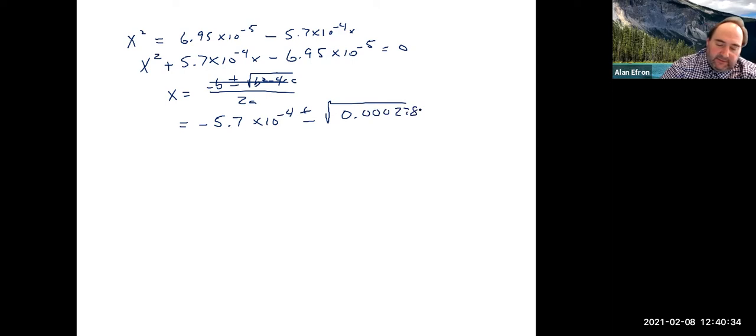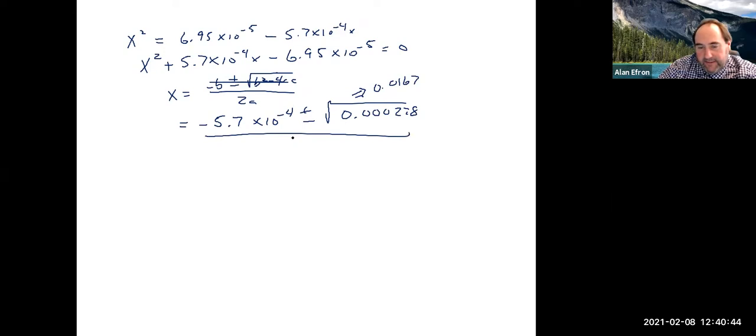I think that gets us something like 0.000278. Do a little square root of that: 0.0167, we'll call it. That's all going to be divided by 2. So minus 5.7 times 10 to the minus 4, doing the plus there, gets us 0.01668 divided by 2. Gets us an x value of 0.00806 as our x value.